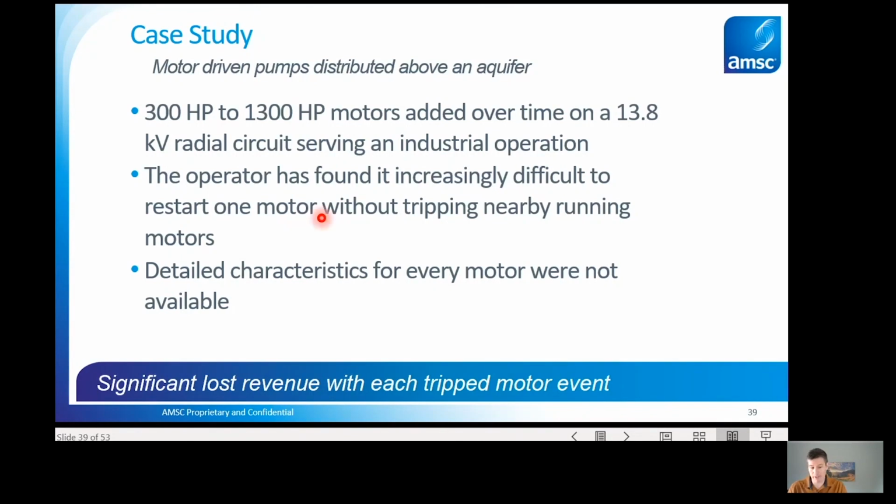And again, we didn't need detailed characteristics. We really just needed to know what are the nameplate ratings of those motors, and then do they have soft starters to be able to start sizing up a solution that would fix this problem.